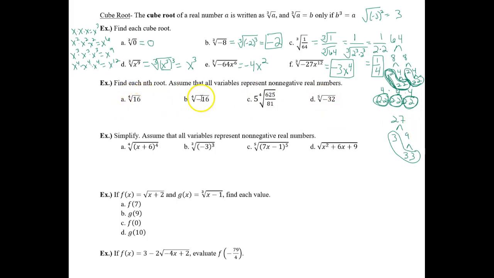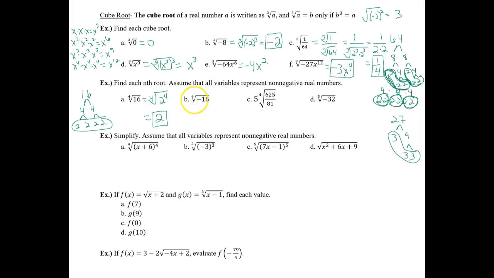So I want the 4th root of 16. What times itself 4 times would give me 16? I'm going to start by factoring. 16 is 4 times 4. 4 is 2 times 2. So this is the same thing as the 4th root of 2 to the 4th power. So I'm taking the 4th power, I'm taking the 4th root, I just get 2.